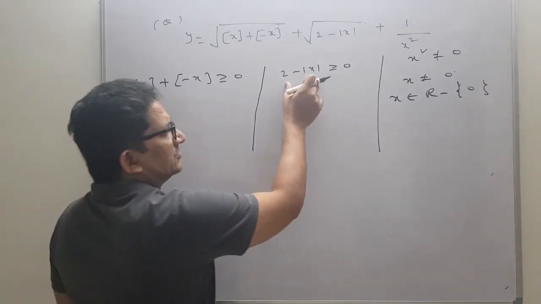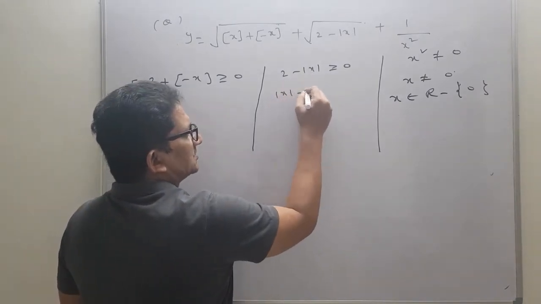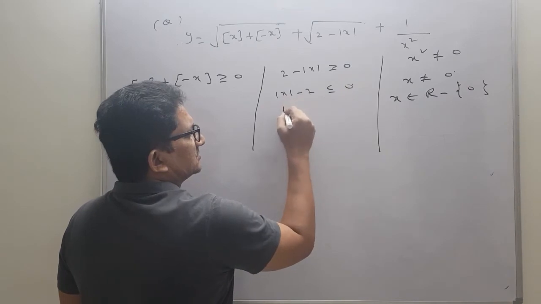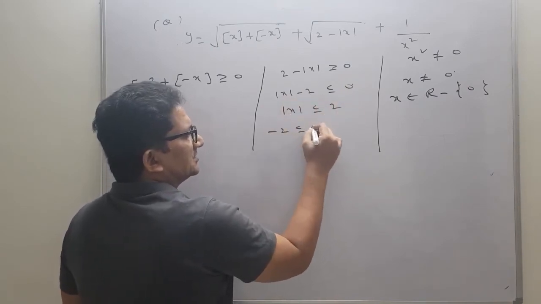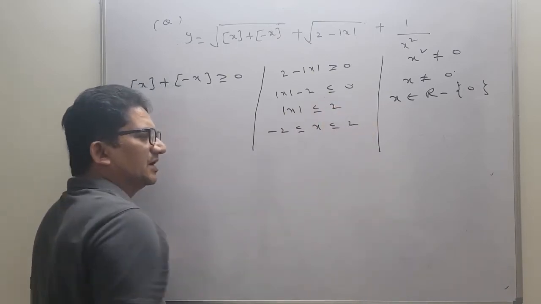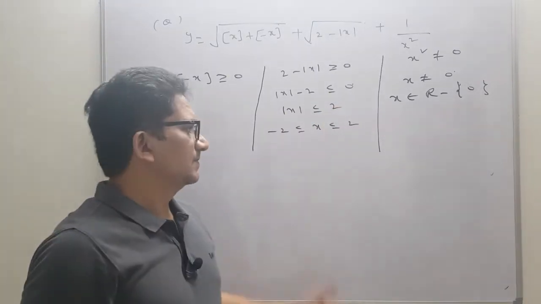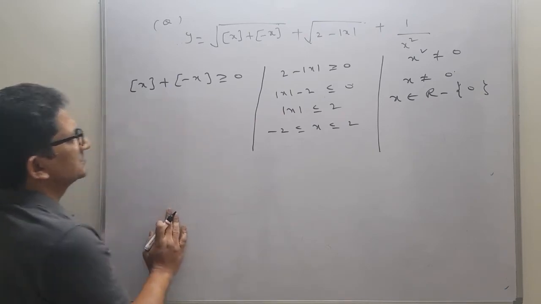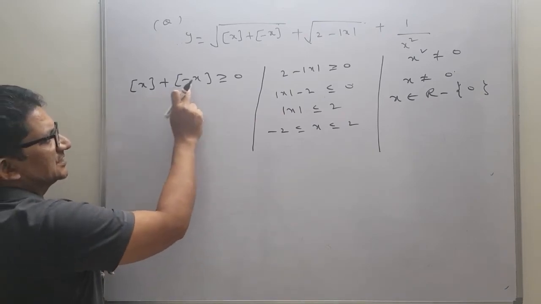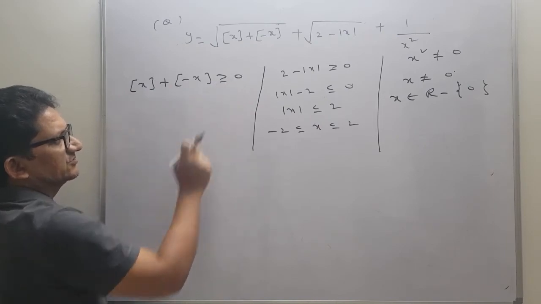Next, when we come to the domain of this part, 2 minus modulus of x is greater than or equals to 0, so modulus of x is less than or equals to 2. x lies in between minus 2 and plus 2. This one. And we will come back here. So another situation: now [x] plus [-x] is greater than or equals to 0.